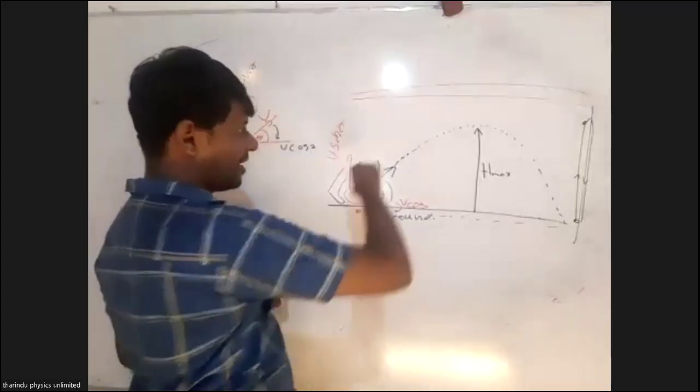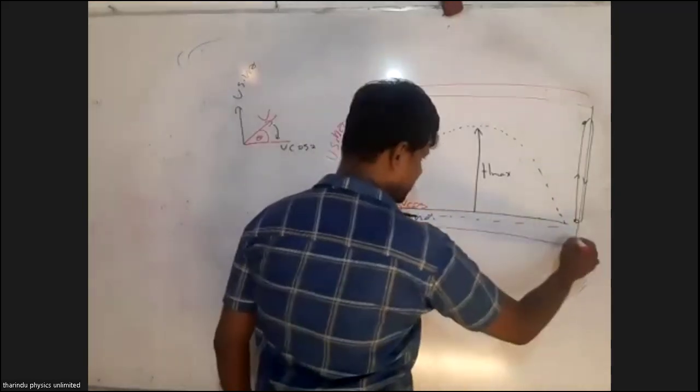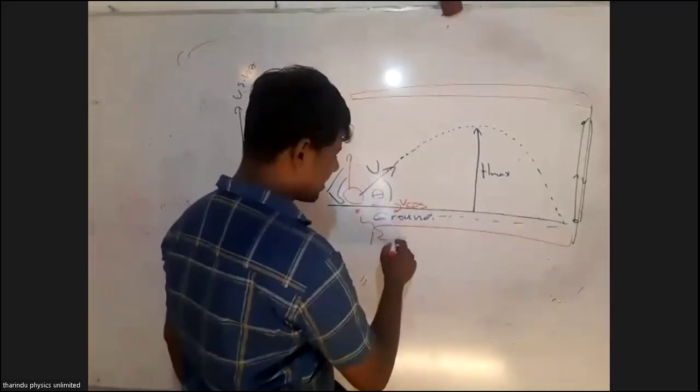The ball travels along this path. It is traveling with respect to the horizontal. That is the range R.